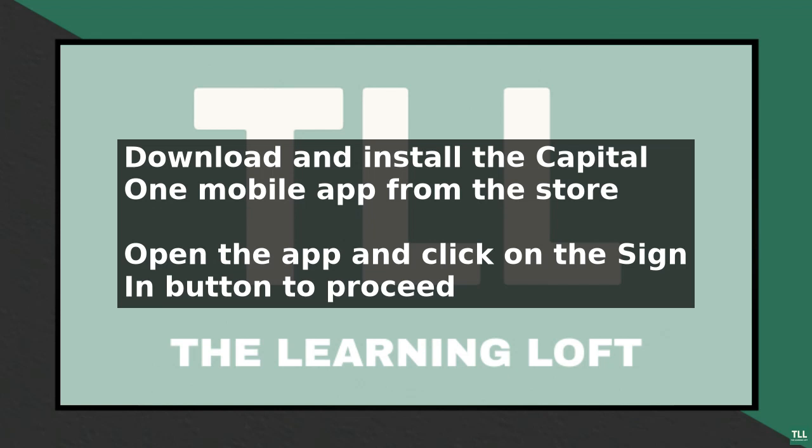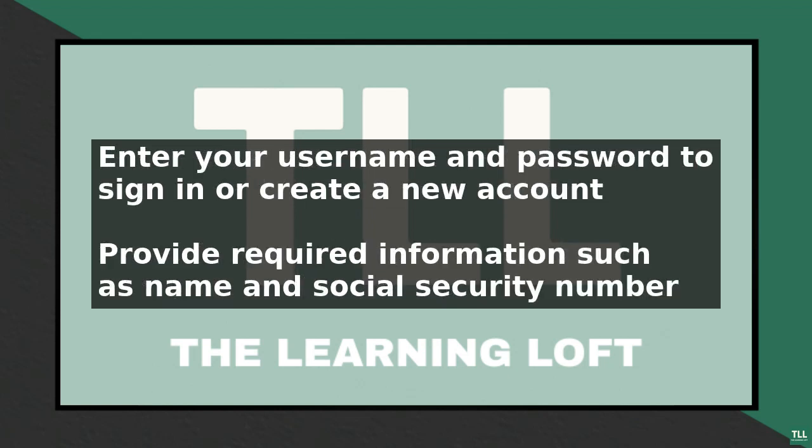Once the app is installed, open it and click on the Sign In button. If you already have a Capital One online account, enter your username and password to sign in. If not, click on the Create Account option and provide the required information such as your name, date of birth, and social security number. After signing in, navigate to the Account Overview section where you will see a list of your linked accounts, including your new credit card.